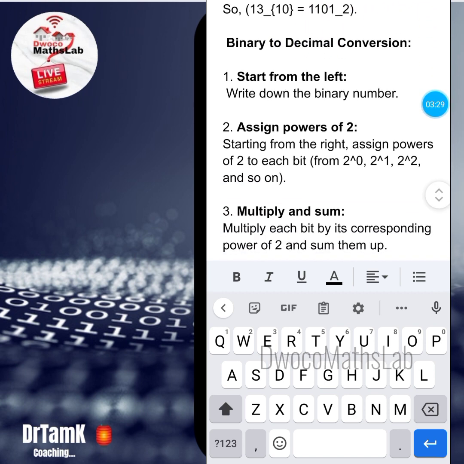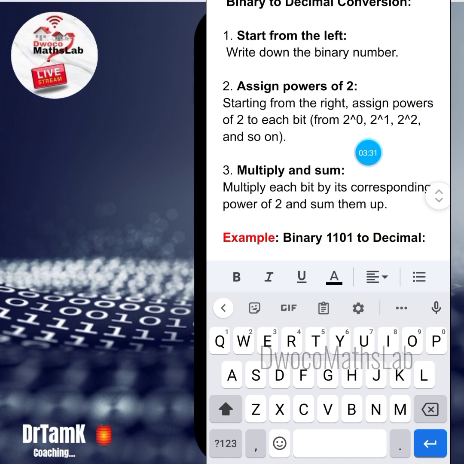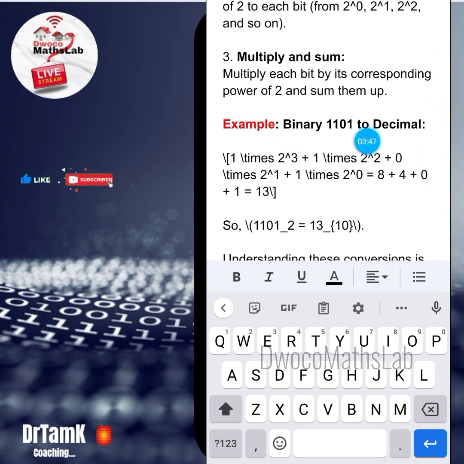Now quickly, can we also take a look at moving binary to decimal? Can we this time take base 2 to base 10? Yes, it's very possible. What are the steps? Step 1, start from the left. Then assign powers of 2. Then multiply and sum, and we are good to go. So on that note, can we quickly convert binary 1101 to decimal? That is 1101 base 2 to base 10.